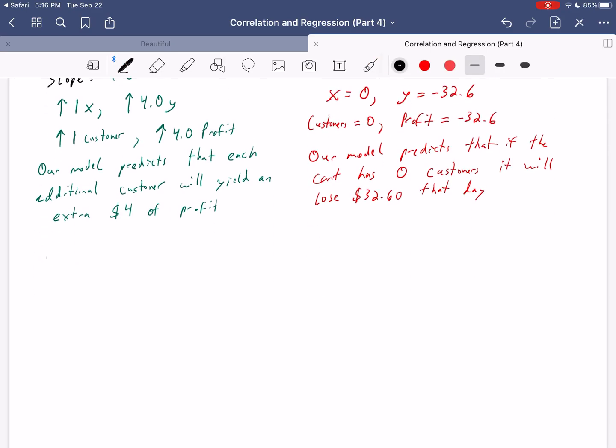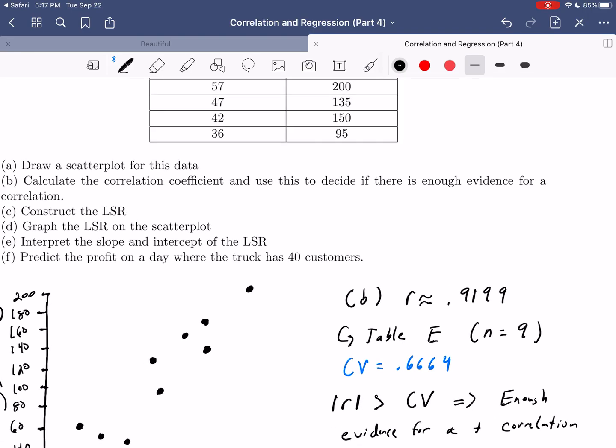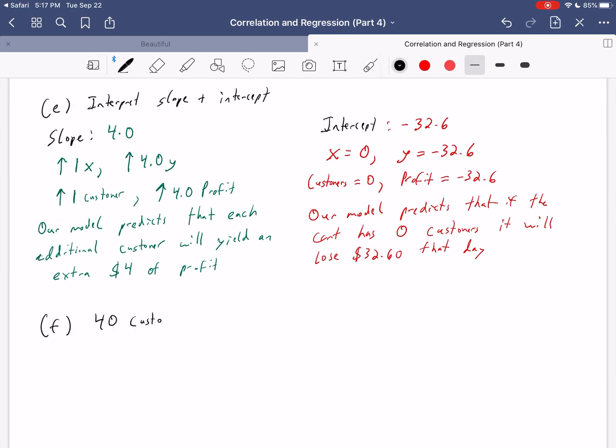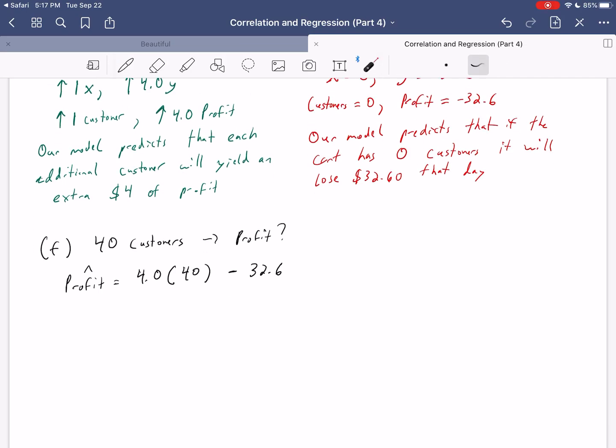All right, let's wrap this up with one final part, part F here. We want to go ahead and predict the profit on a day where the truck has 40 customers. So 40 customers, how do we do this? Well, we want to know the profit. Well, that's the value of the explanatory variable. The customers were the explanatory, so we can just plug this in. So our predicted profit is equal to 4.0 times our explanatory, which is the 40, minus that intercept, which was 32.6, right? That was our model. We said 4.0x minus 32.6. In this case, we're saying we had a day with 40 customers, so plug that in. And we should get that the predicted profit here, if we type that in, 4.0 times 40 minus 32.6, we should get 127.4.